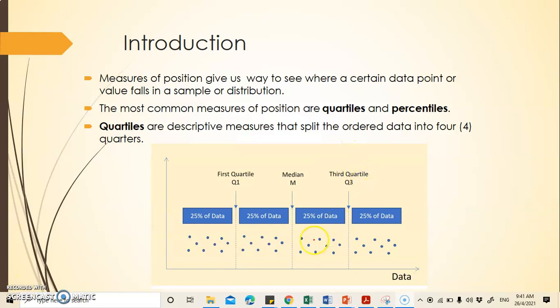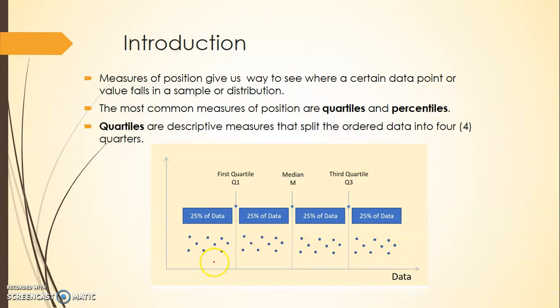Let's say you have data like this. The dots here represent your data. Now we are going to split this data into 4 quarters: 1, 2, 3, and 4. The first quarter means 25% of the data. The second quarter is another 25%. The third quarter is another 25%. The fourth quarter is another 25%.